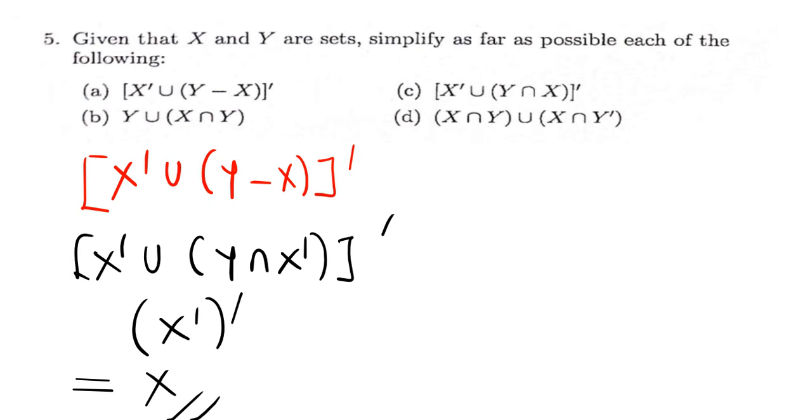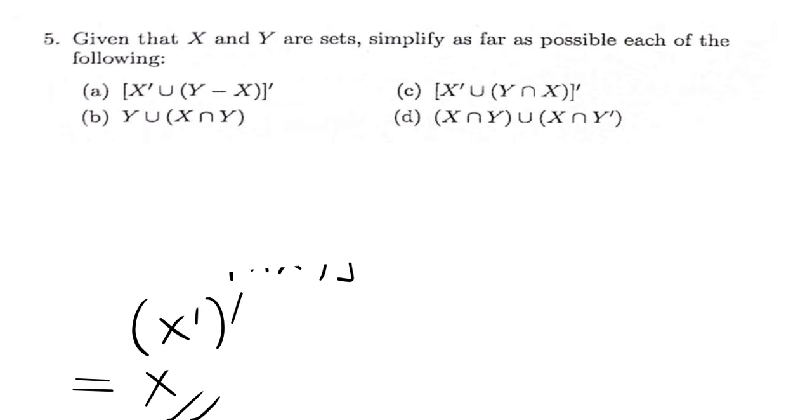Now if you got y intersection x complement, that will just be a subset of x complement. That's why we are just getting the x complement like that. That's what this expression tries to talk about. Then let's solve b.